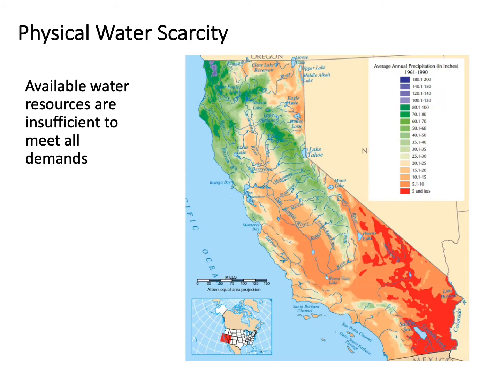Physical water scarcity occurs when and where there is not enough water to meet both human demands and those of ecosystems to function effectively. Arid regions frequently suffer from physical water scarcity. It also occurs where water seems abundant but resources are overcommitted. The map in this slide shows average annual precipitation in California.